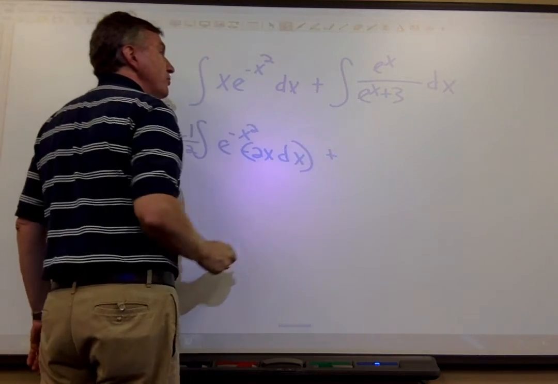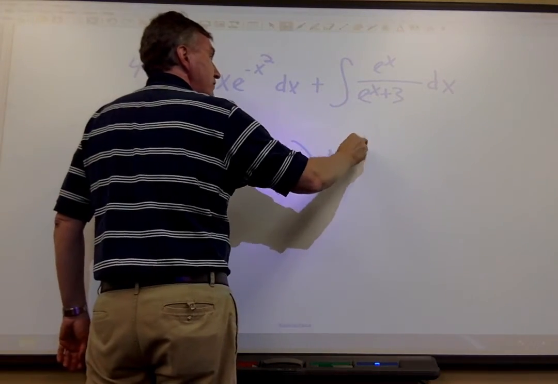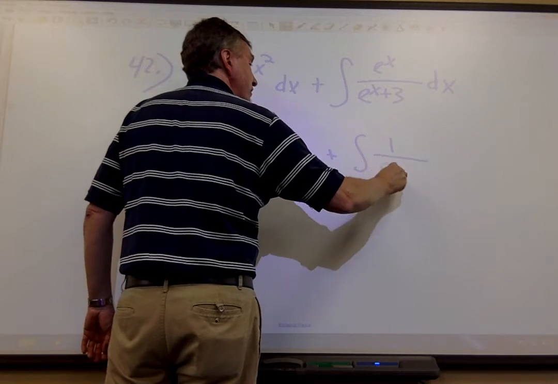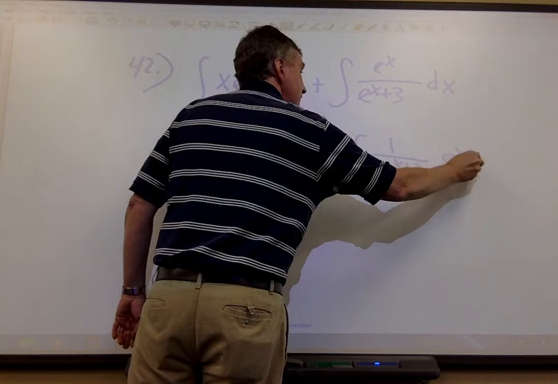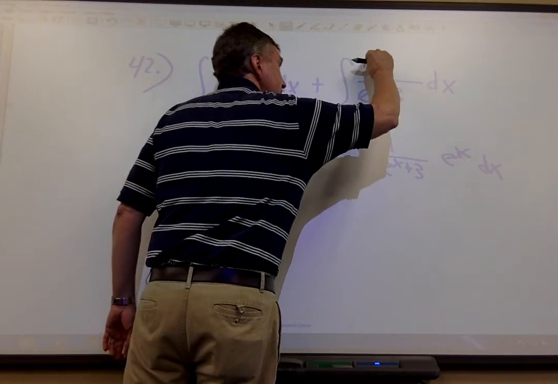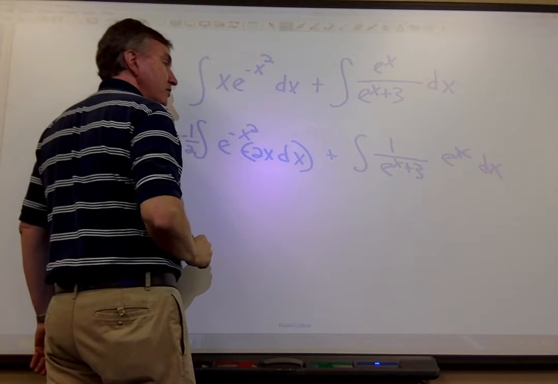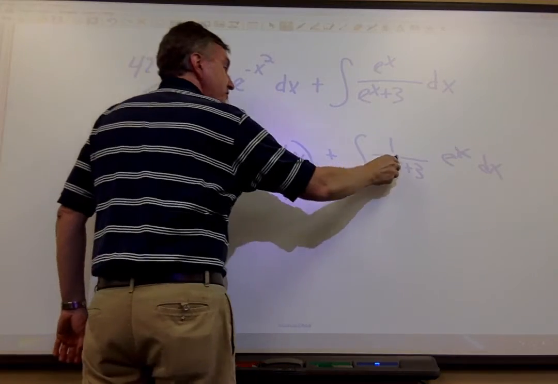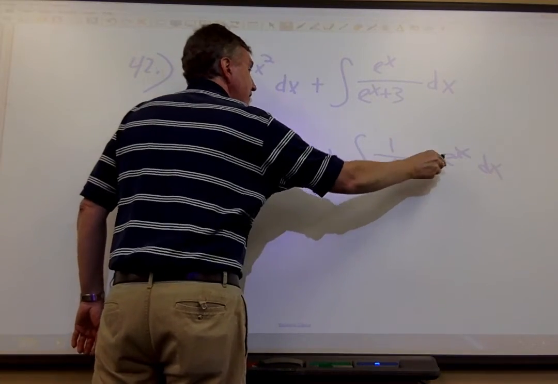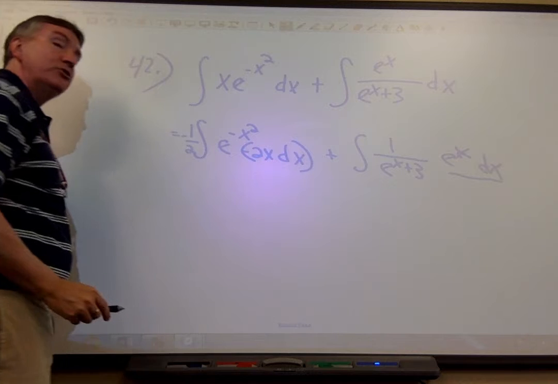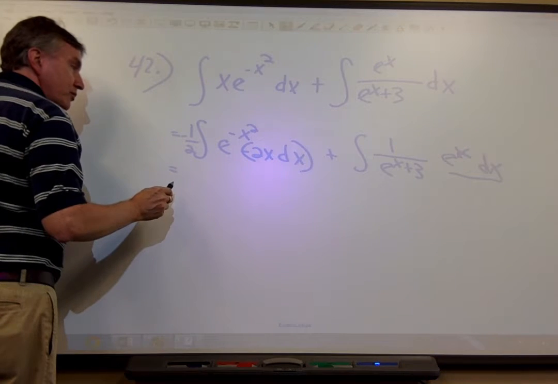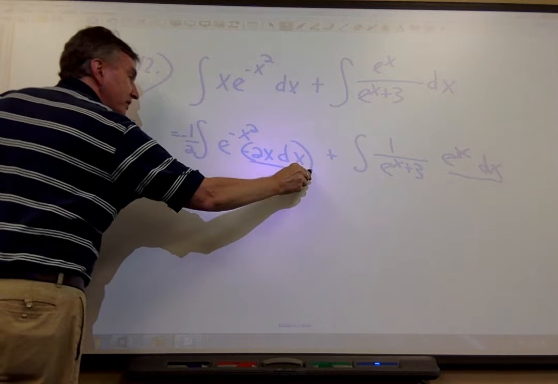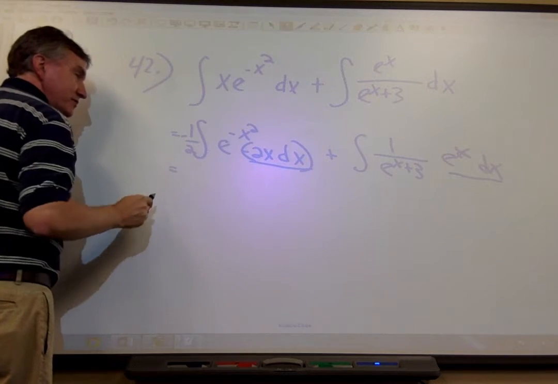Go ahead and do this one. If I rewrote that one, 1 over e to the x plus 3 times e to the x dx. Let's just scoot that over. What's the derivative of the denominator? It's complete. No adjustment needed. All right? So if this is now complete, what's the antiderivative?